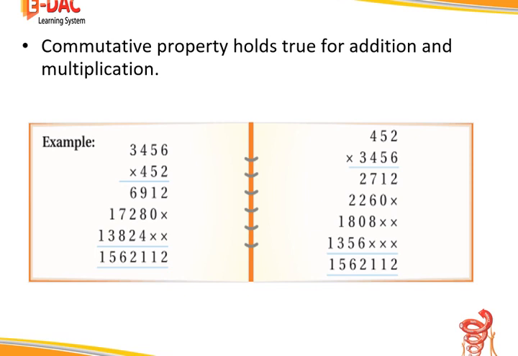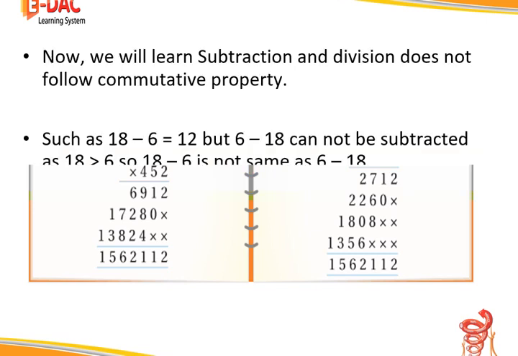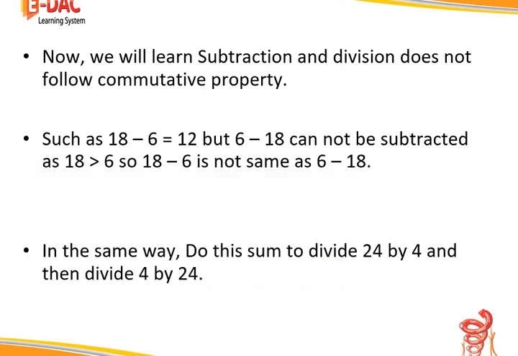Commutative property holds true for addition and multiplication. Let's multiply. So 3,456 multiplied by 452. The result is 1562112. Now reverse the order. 452 multiplied by 3456. So the result becomes 1562112. And both the answers are the same. Now we will learn why subtraction and division do not follow commutative property.